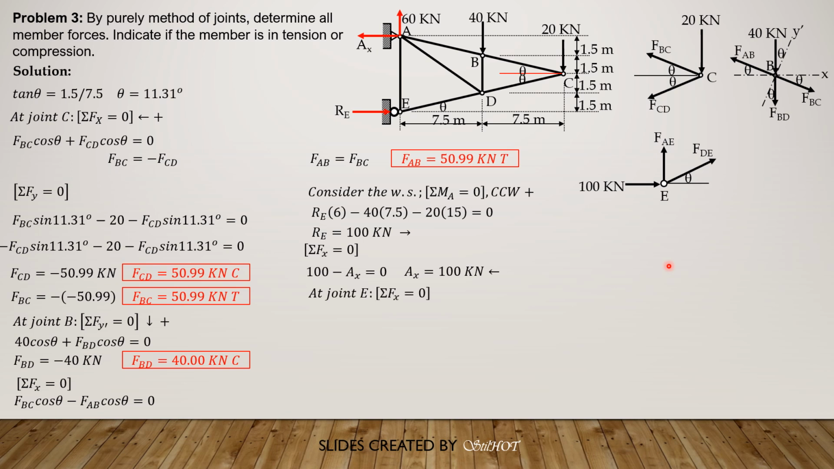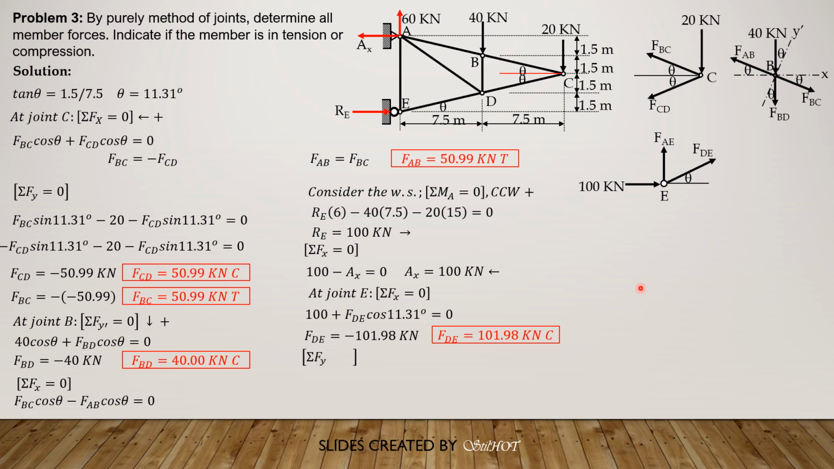So at joint E, summation forces X equals 0. So we have 100 plus FDE cosine of 11.31 degrees equals 0. So FDE is equal to negative 101.98 kilonewtons. So FDE is 101.98 kilonewtons compression.